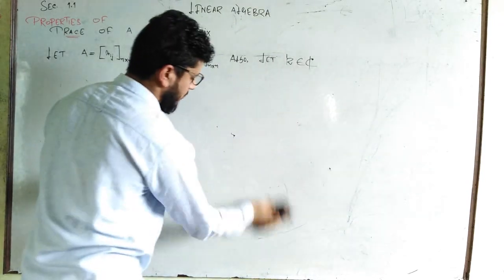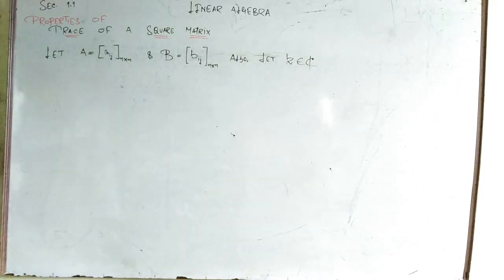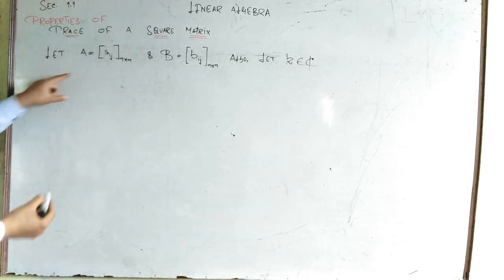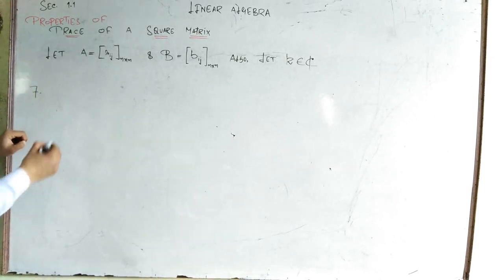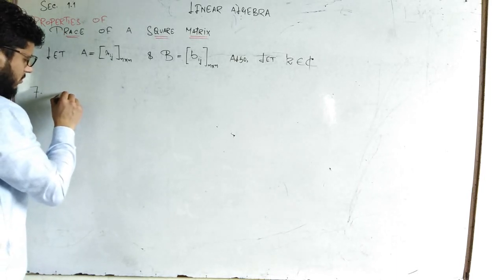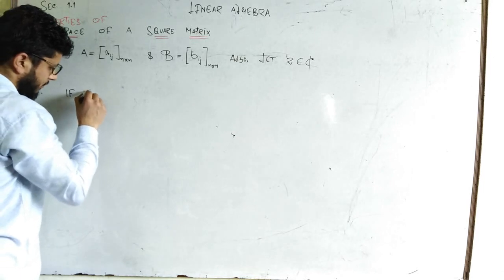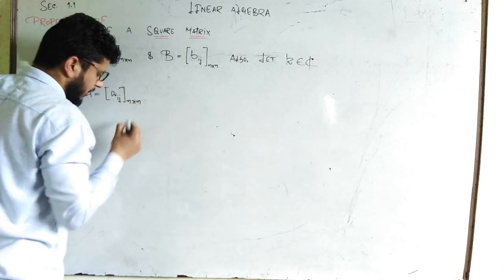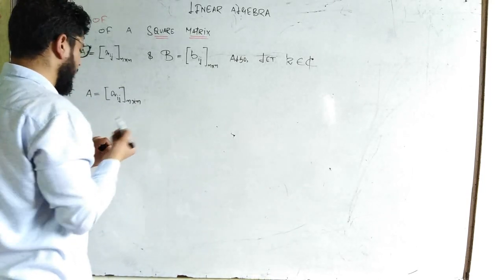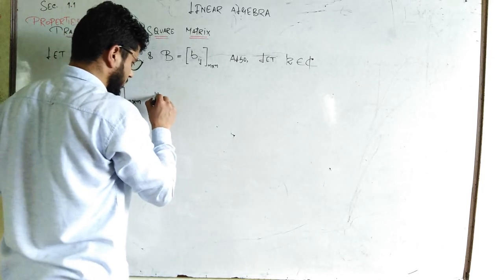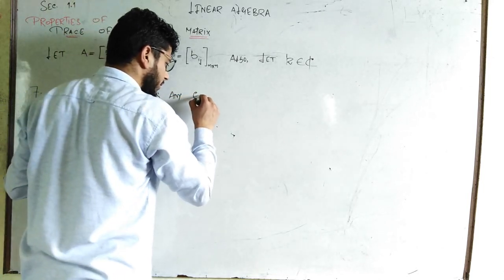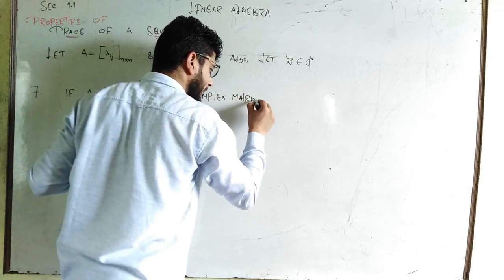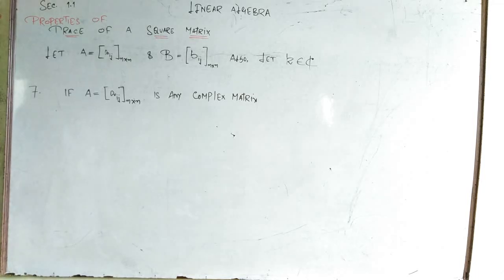So, aage chalenge. Property number 7. Property number 7 is, now we are given a complex matrix of order n. I will again write if A equal to Aij of order n by n, of order n, you can simply say it is a matrix, right? It's a complex matrix. We'll mention that one. Complex matrix, okay? This one is a complex matrix, any complex matrix.